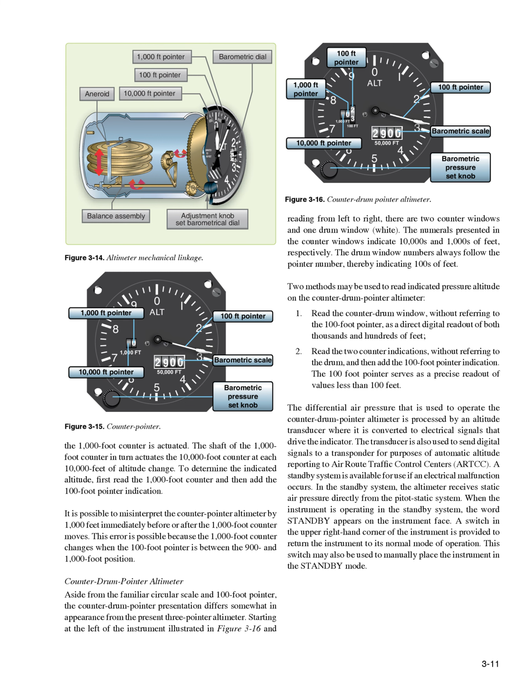A standby system is available for use if an electrical malfunction occurs. In the standby system, the altimeter receives static air pressure directly from the pitot-static system. When the instrument is operating in the standby system, the word standby appears on the instrument face. A switch in the upper right-hand corner of the instrument is provided to return the instrument to its normal mode of operation. This switch may also be used to manually place the instrument in the standby mode.